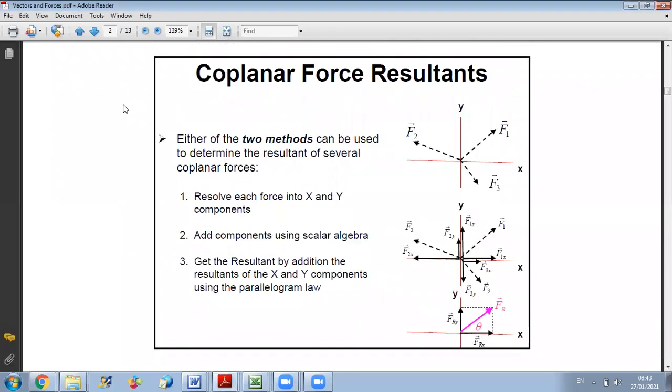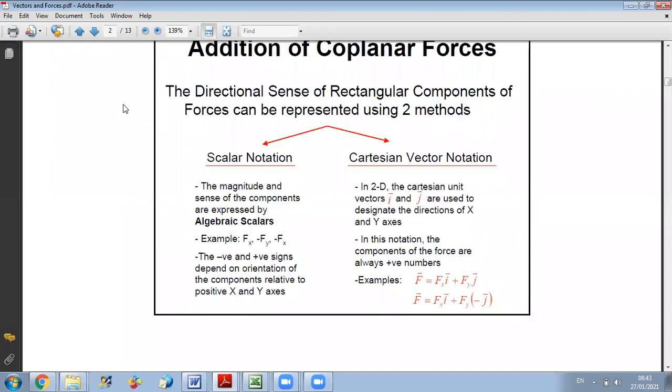Now, Doctor, yes, can you please repeat the scalar a little bit? Yes, of course. So the scalar notation, instead of putting the vector as a summation of two vectors in i and j, for example, I will draw a figure.